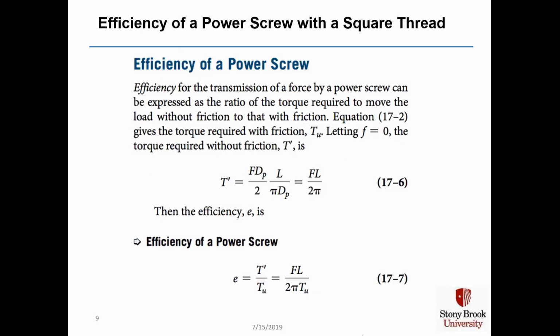In order to calculate the efficiency of a power screw with a square thread, we first find the torque T prime required to move the power screw up, assuming small f, the coefficient of friction, equals 0.